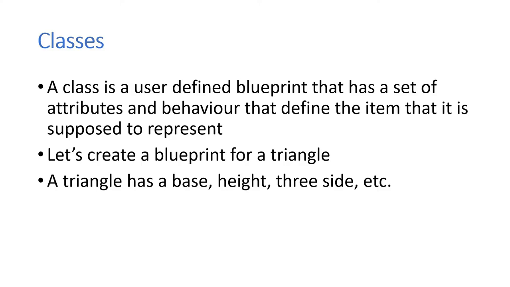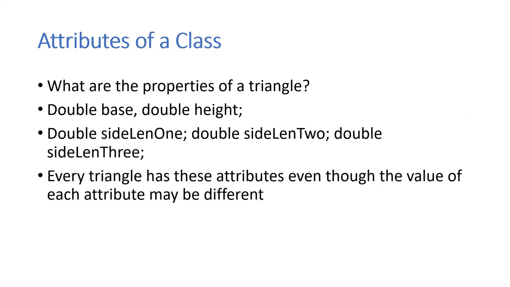A class is a user-defined blueprint that has a set of attributes and behavior that define the item that it is supposed to represent. For example, let's say we wanted to create a class or blueprint for a triangle. When we think of a triangle, it has base, height, three sides, etc. These are attributes or properties of a triangle. So we can define them as that for our blueprint or class.